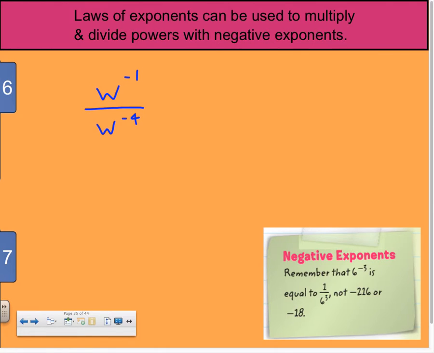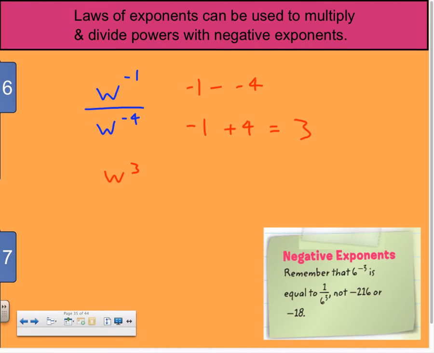Anybody besides Devin want to answer? Bree? Subtract. Very good. So I'm subtracting. So now I have -1 minus -4. Subtracting a negative is like doing what, Trey? Very good. So I have -1 plus 4, which equals what? 3. So my answer will be W to the third power. All right? Any questions there?